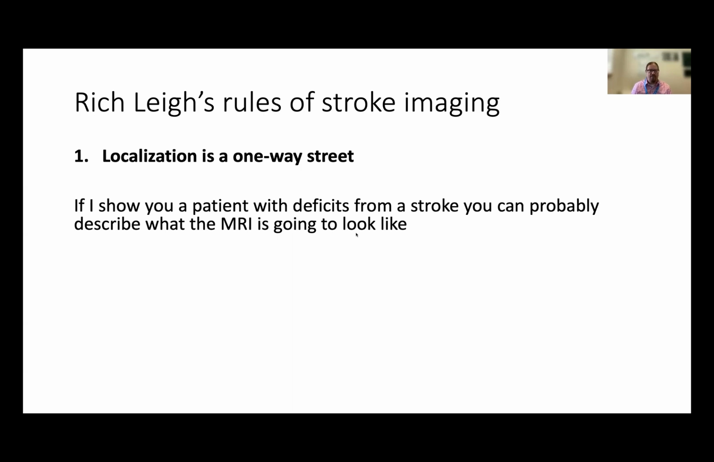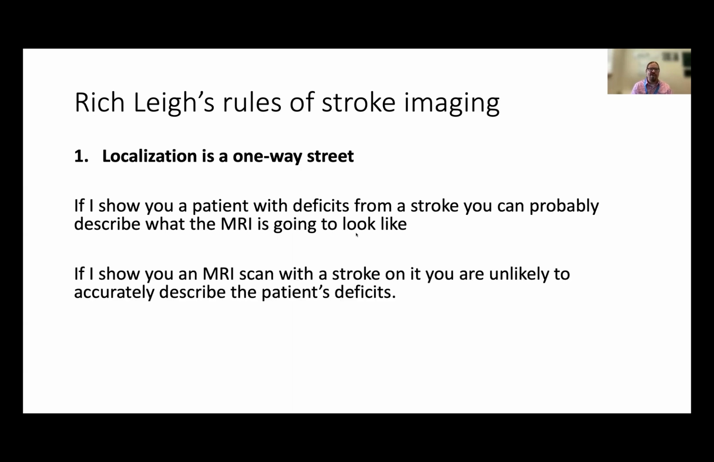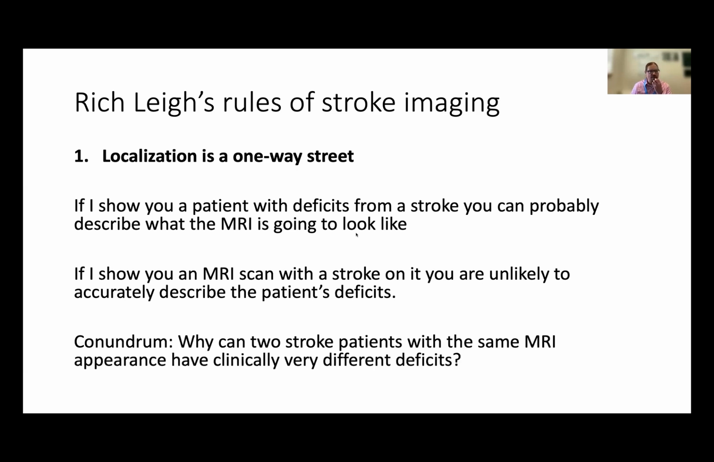And I think we are pretty good. But if I show you an MRI scan with a stroke on it and ask you to describe the patient, most of the time you're going to be wrong. I mean, you might be in the ballpark, but many times I can show you stroke MRIs where the patient is completely normal. So this is the conundrum of why do 2 stroke patients with the same MRI appearance have very different clinical deficits?